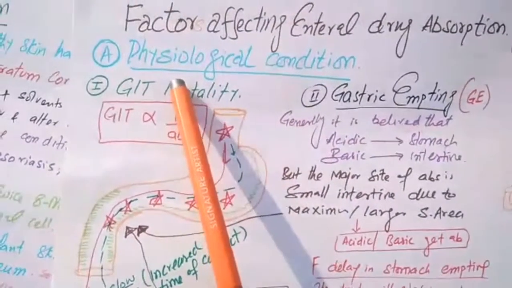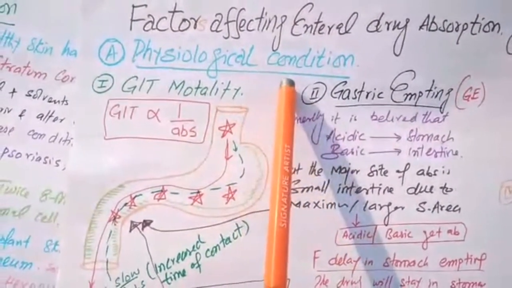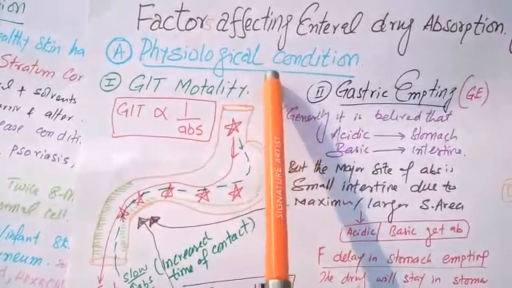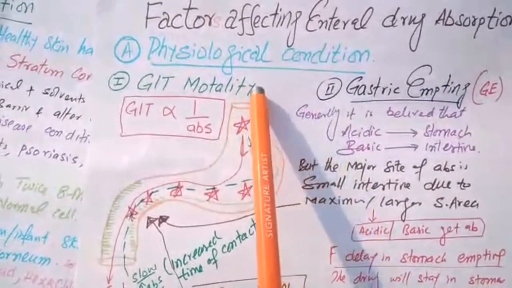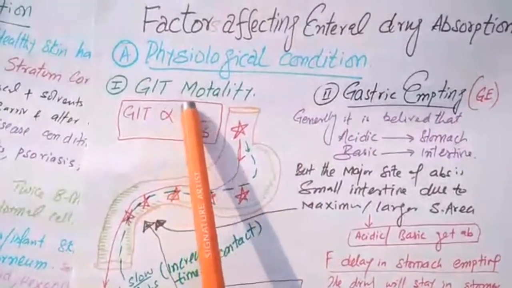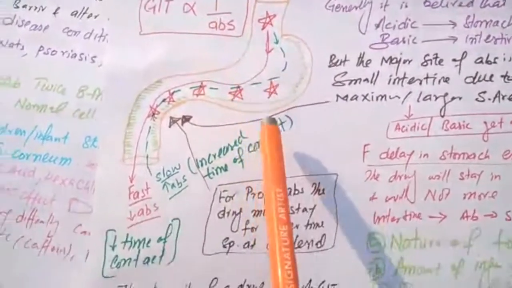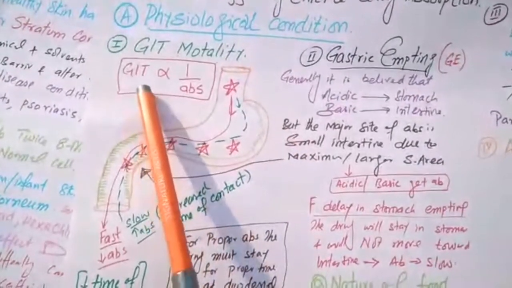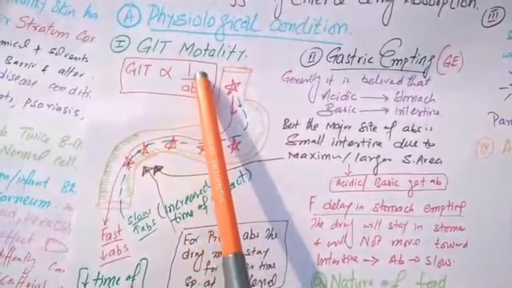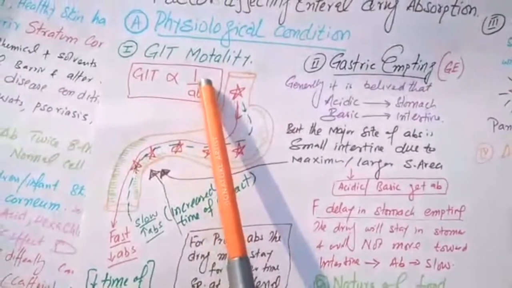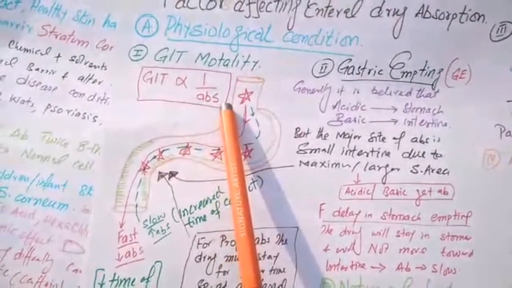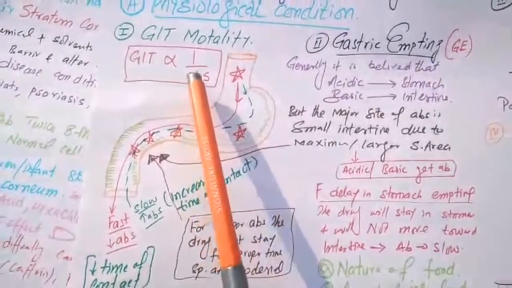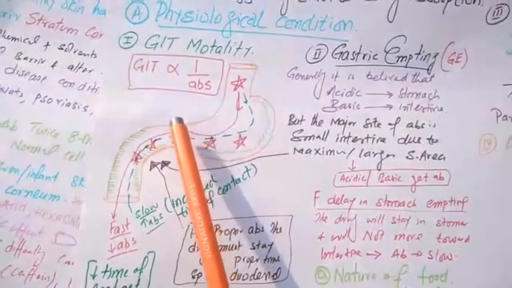Number A, physiological conditions which modify the drug absorption. These physiological conditions include GIT motility. Generally, it is considered that GIT motility is inversely proportional to the drug absorption. That is, the greater the GIT motility, the lesser the absorption will be.